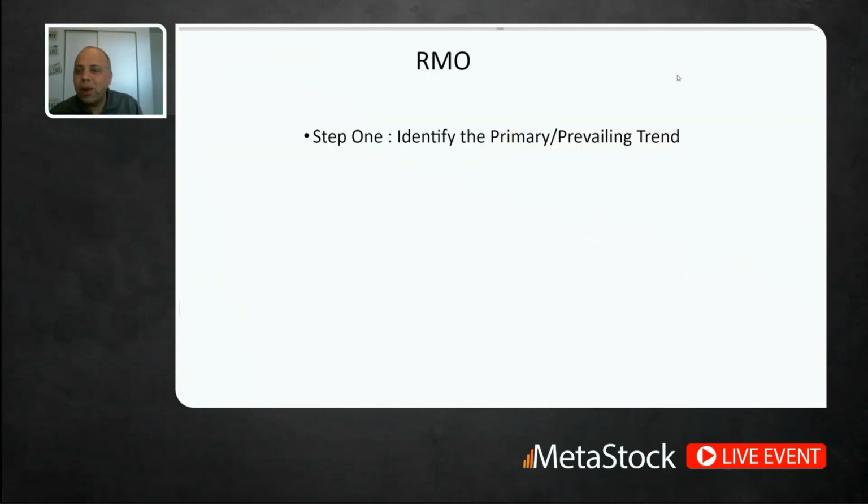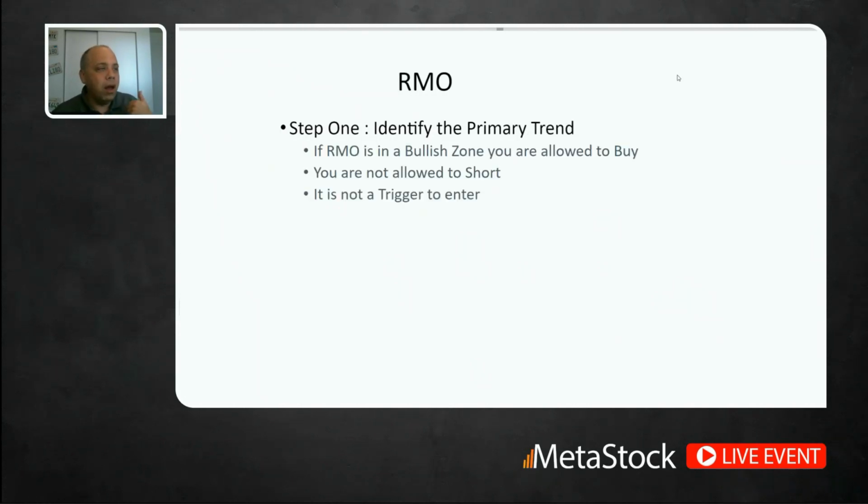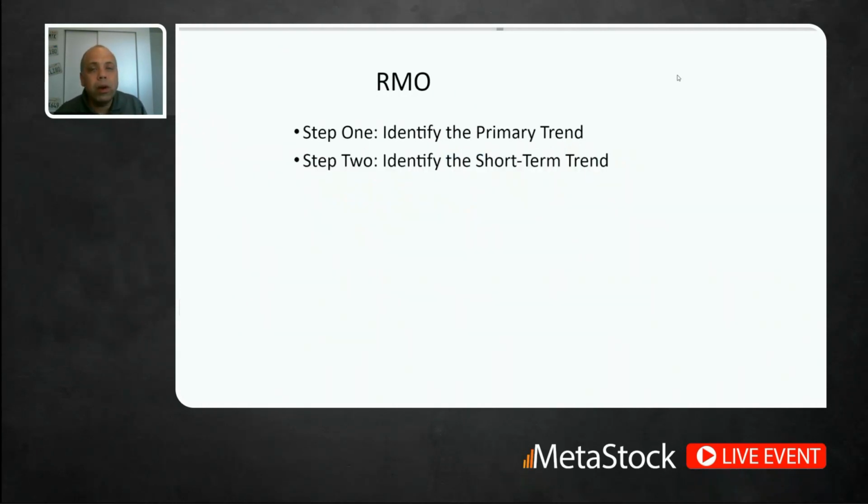So the first thing that we're going to do is identify that primary, that prevailing trend. If it's bullish, we're allowed to go long. If it's bearish, we're allowed to go short. We're not going to trade against the trend. And again, it's not a trigger to enter. The next thing that we're going to do is identify that short-term trend.